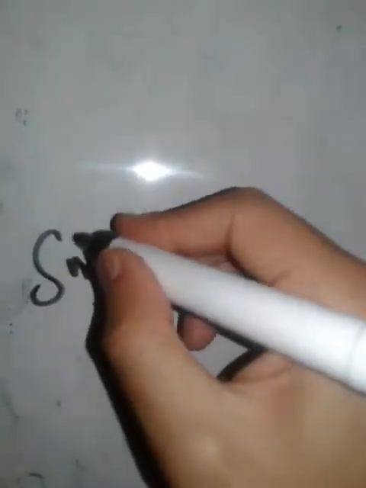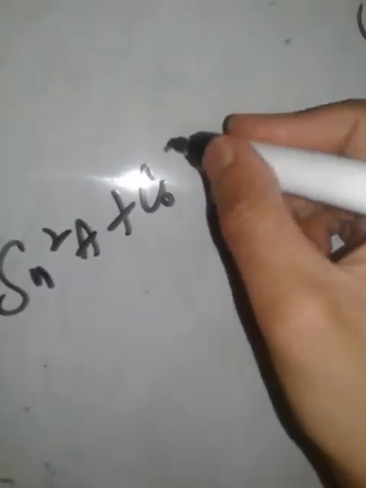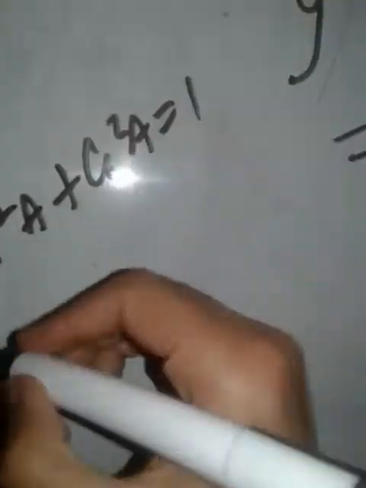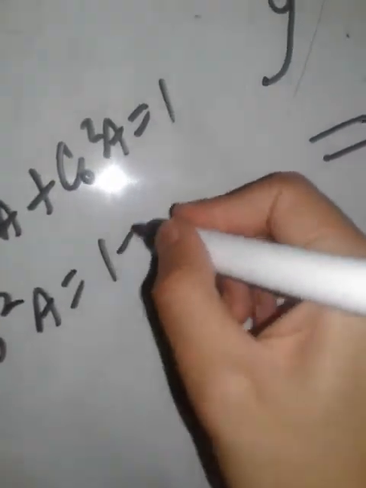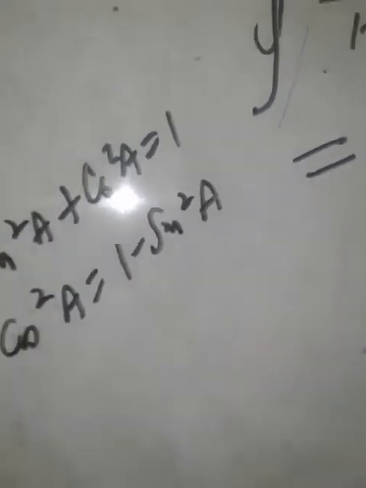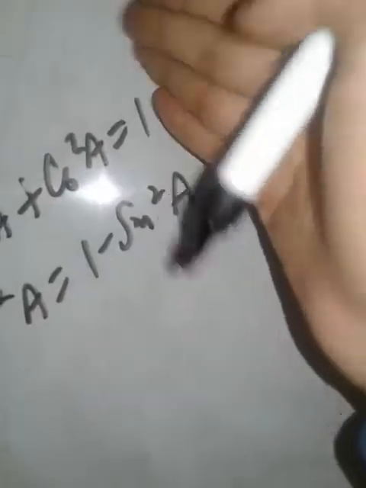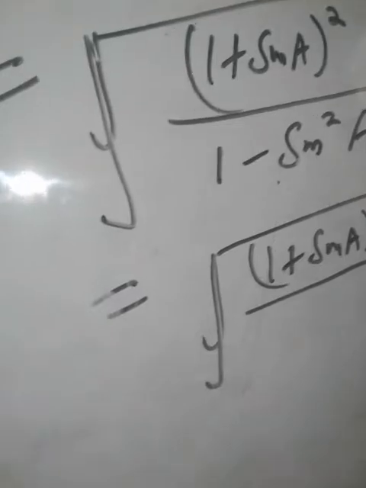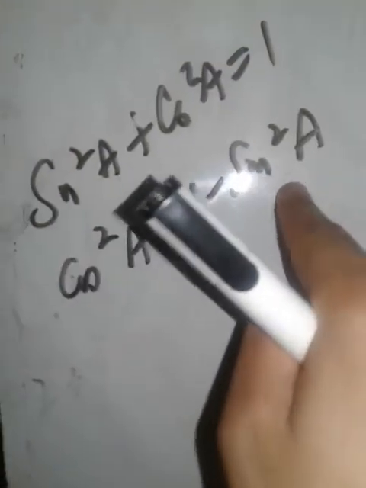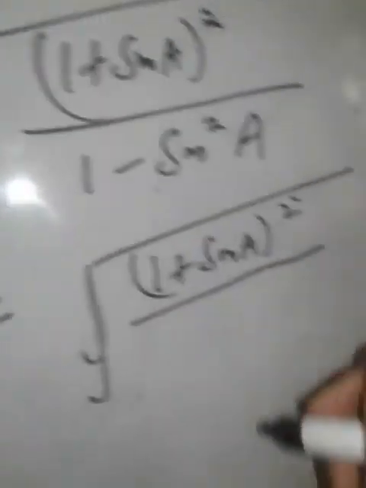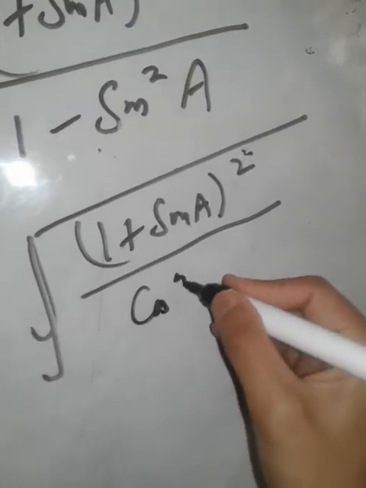How? Have a look. Sine square A plus cos square A equals 1. Transfer the sine square A, so cos square A equals 1 minus sine square A. In the previous lecture I already told you that sometimes we will replace this by this or this by this as per our requirement. So 1 minus sine square A equals cos square A.